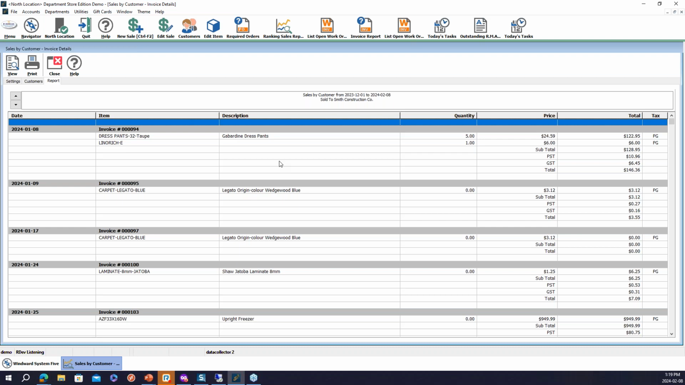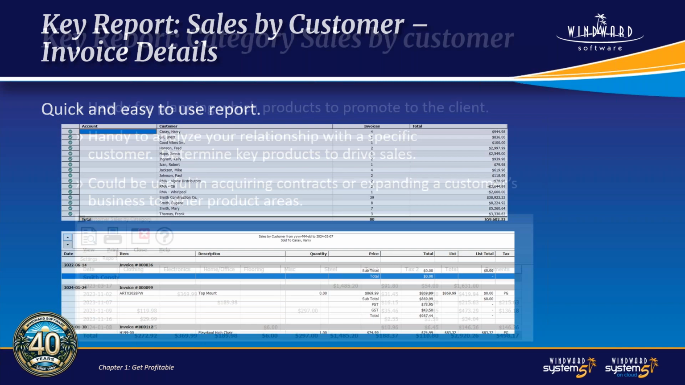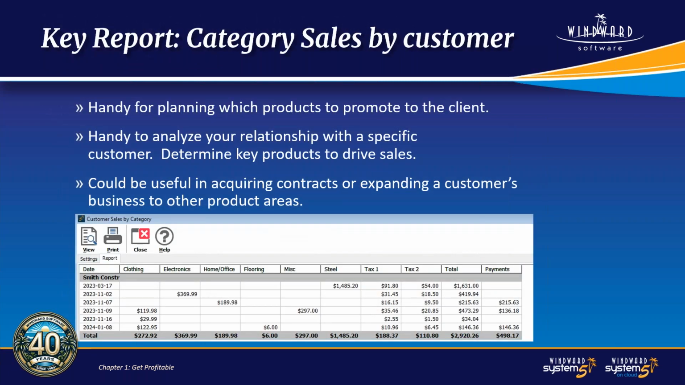If that's too gritty, if that's too line by line and too many invoices to look through, we can also just look at what they're buying by product category or product group. So the category sales by customer is also a useful report. And this breaks it down just like you can see on screen here. Which product categories is this customer spending money on? And maybe that helps me identify where I'd like to grow my relationship with the customer.